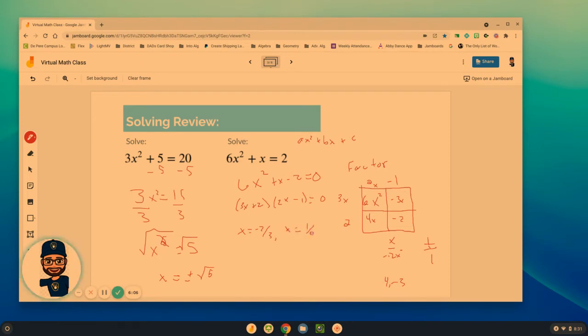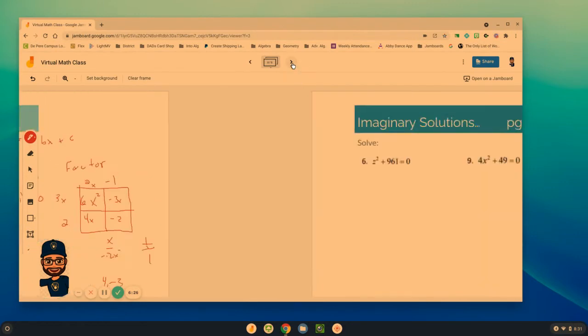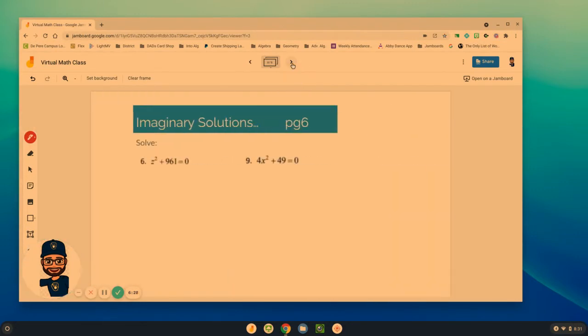Now, that's review from a previous chapter. And the reason we can just use those methods that we did in the past is because our results all came out to be rational or whole numbers, or even positive, real numbers. We don't have anything imaginary. And what we get into today is looking at what happens if we have imaginary solutions. So let's look at these two examples first.